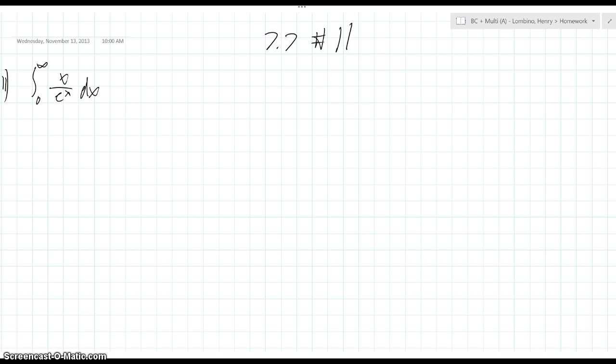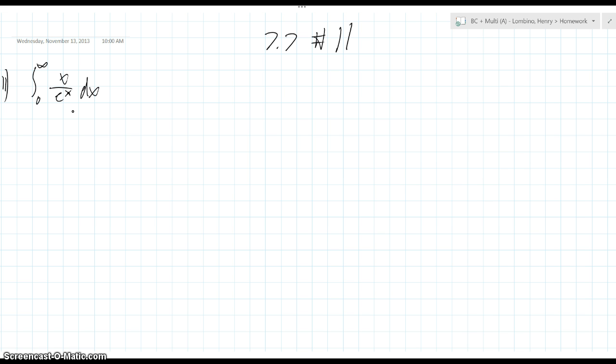So right now, we have this integral here, and it's a pretty standard looking integral. It's x over e to the x dx. But what makes this curious, and what makes this an improper integral, is that it is from 0 to infinity.